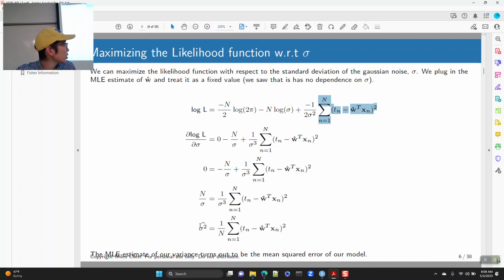So now I get sigma squared is equal to 1 over n times this. Okay, and what is this? Well, this is basically the mean squared error. So the maximum likelihood estimate of your variance turns out to be the mean squared error of our model.